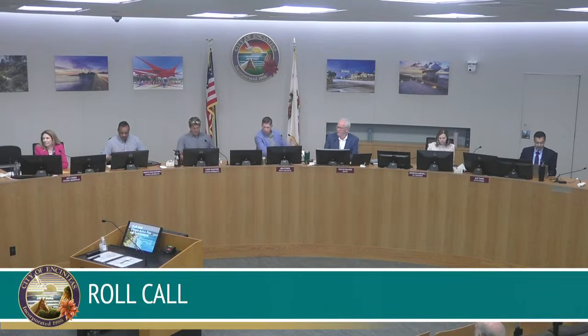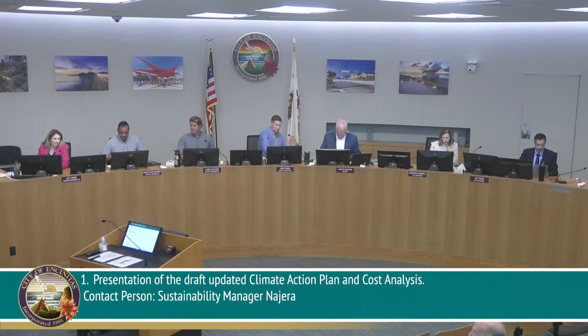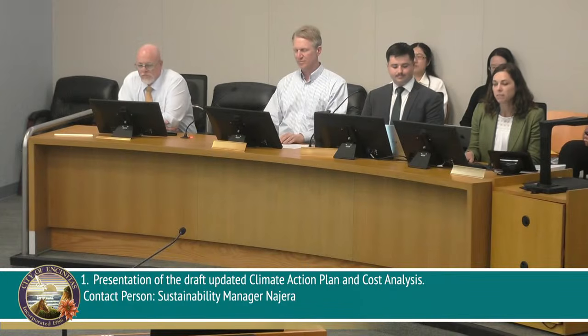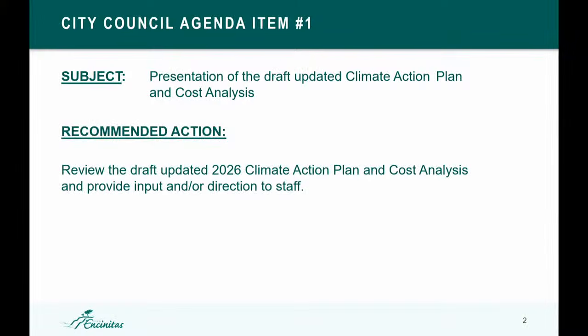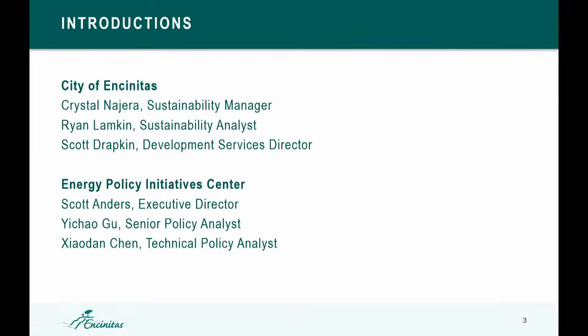Okay, and we'll start with staff report. Great. Thank you, Mayor Ehlers and Council, for having us here to present the draft updated climate action plan and cost analysis. As a reminder, your recommended action tonight is to review the draft documents and then provide any input or direction to staff. A few brief introductions before we get too far along.